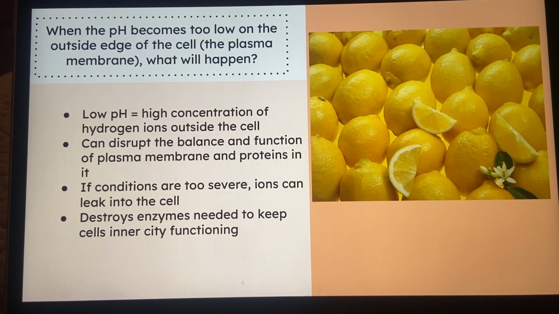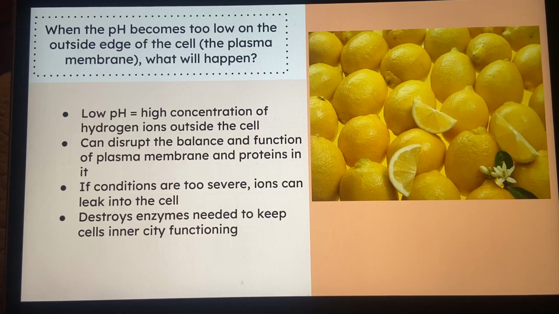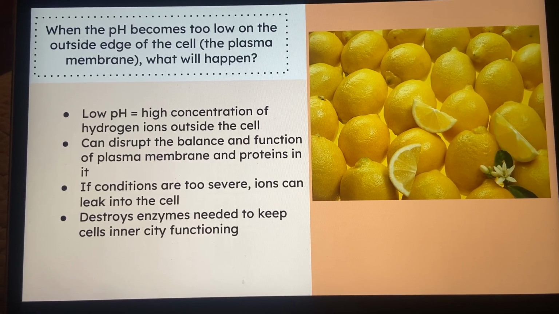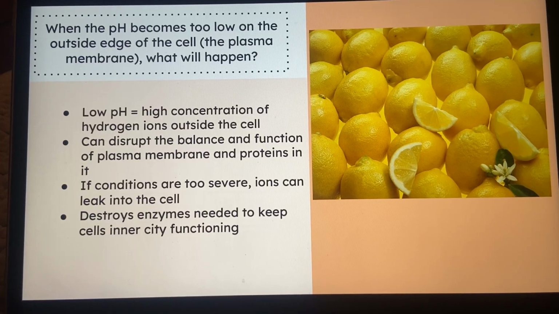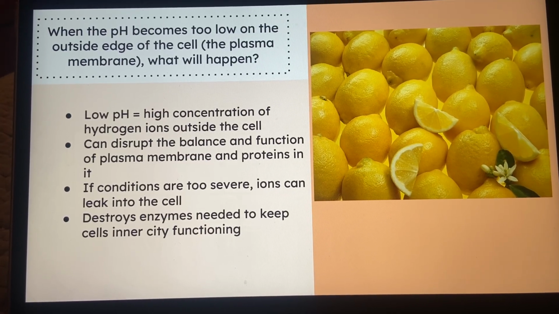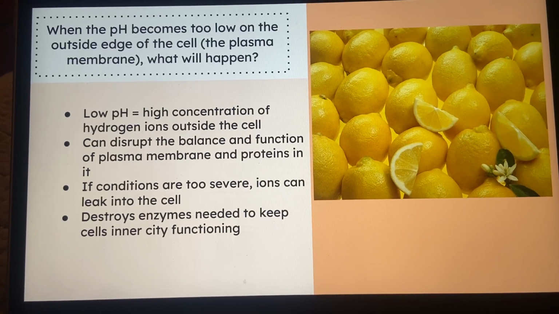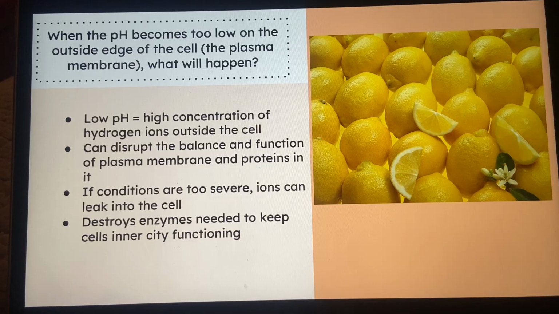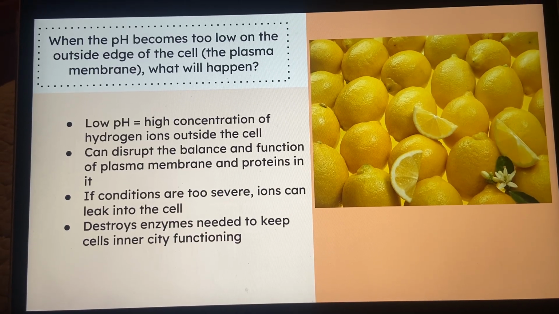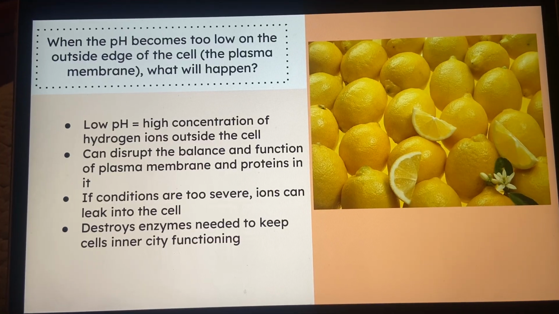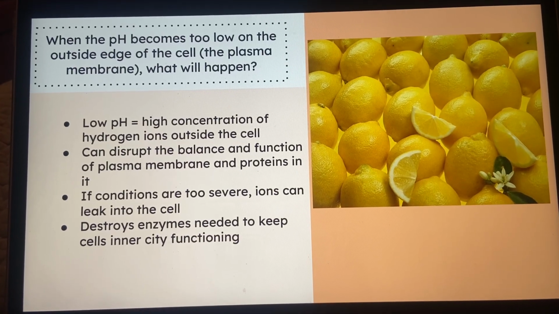When the pH becomes too low on the outside of the cell, what will happen? A low pH means a high concentration of hydrogen ions outside of the cell, which means it's acidic. Animal cells have a very specific, narrow range of pH that they can tolerate. A high concentration of hydrogen ions outside can disrupt the delicate balance and function of the plasma membrane and the proteins inside of it.